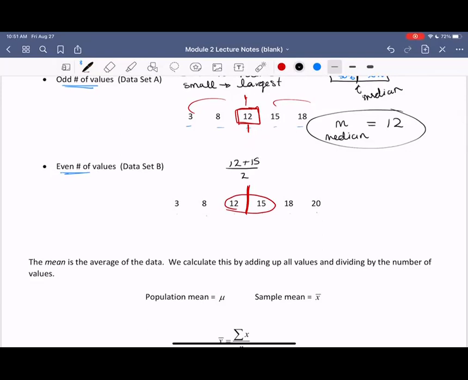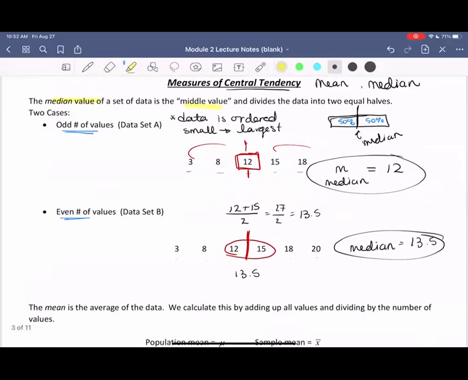Split them across two chunks if you'd like. So 12 plus 15 is 27 over 2, which for us is going to be 13.5. So in this situation, the median is equal to 13.5. Notice that in the second case, we don't actually have a data value that is 13.5, but the median is still this 13.5. So that was all computing the median.